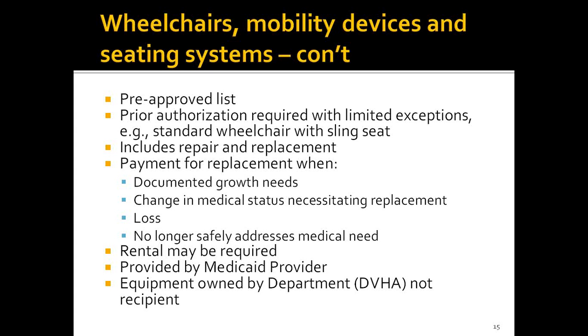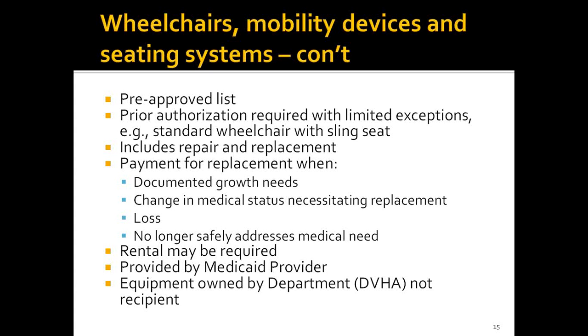You can have an electric chair and a manual chair if your condition requires it under certain circumstances, but in terms of a backup, no, is the short answer. In some instances, particularly with wheelchairs and mobility devices, Medicaid may determine that it's cost-effective to rent as opposed to actually purchase the device, and so people ought to be aware of that. And there may be circumstances when a device is rented for a period, a trial period, and then purchased. Again, it needs to be provided by a Medicaid provider.